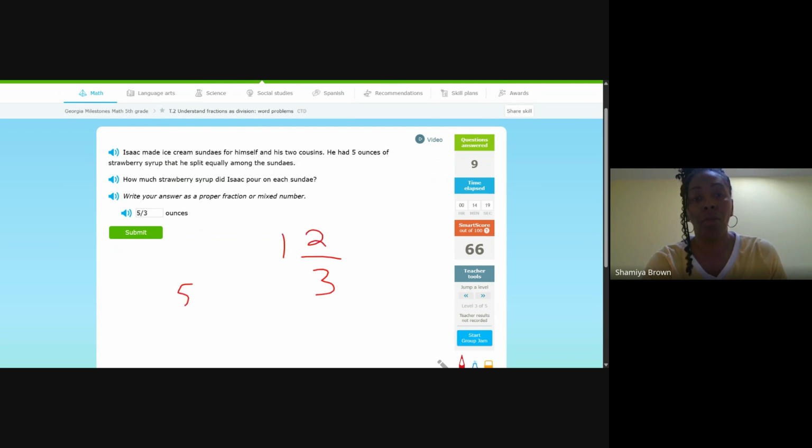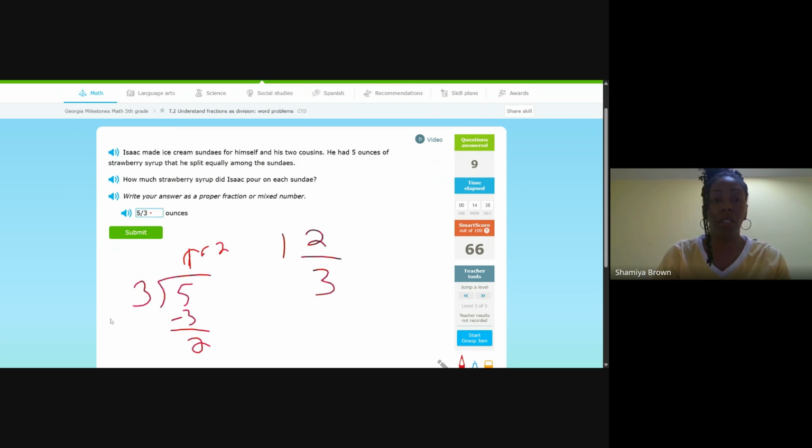Because if I do 5 divided by 3, 3 goes into 5 one time. 1 times 3 is 3. Subtract, I get 2. So that will be a remainder of 2. So I write that as a mixed number. It will be 1. 1 is my whole number. 2 is my numerator. 3 is my denominator. So yeah, should be 1 and 2/3. But let me look at that one more time just to make sure.